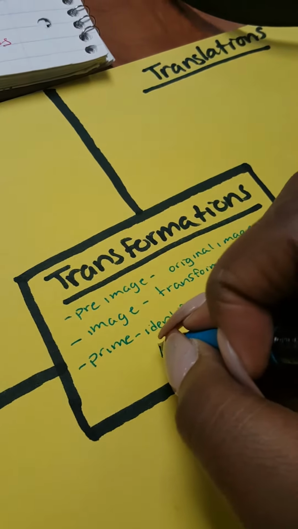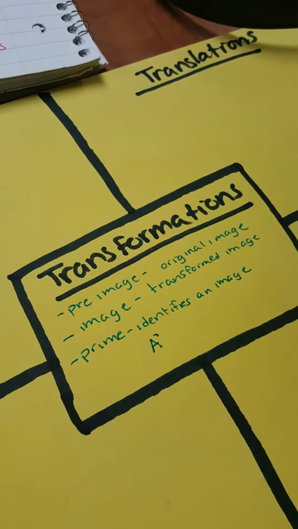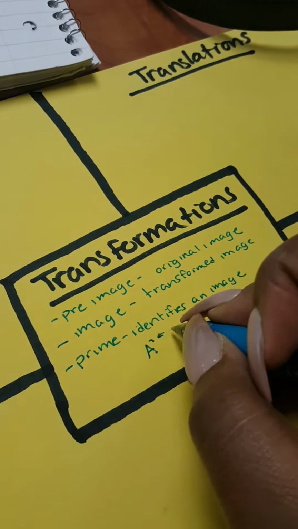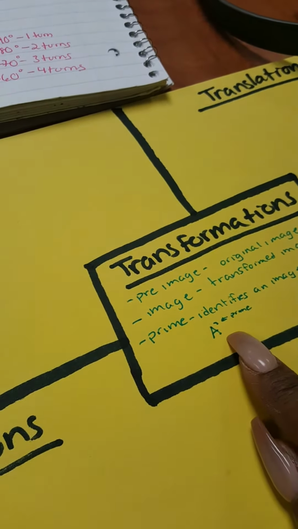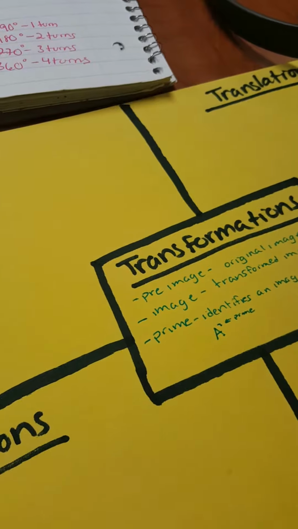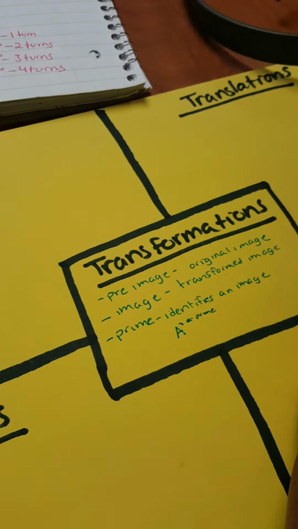So it's written like this, A with a little apostrophe. That apostrophe is the prime. It lets you know that I already did something to it. I already transformed it, I reflected it, rotated it, whatever I did. Okay.